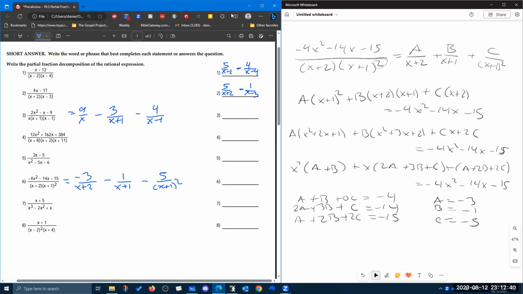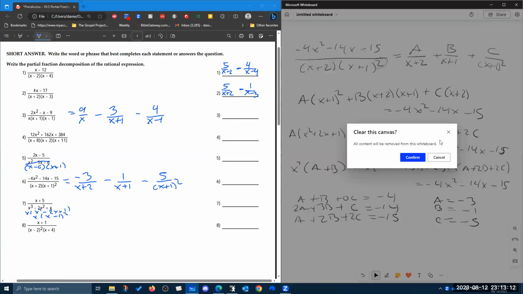There's just some factoring that needs to be done in number 7 and number 5 before you get started. So this is going to be x minus 6 times x plus 1. This is going to be x times x squared minus 2x plus 1, which is x times x minus 1 quantity squared. So you're going to have a repeated root here, just like we had in number 6. You have a repeated root again in number 8.